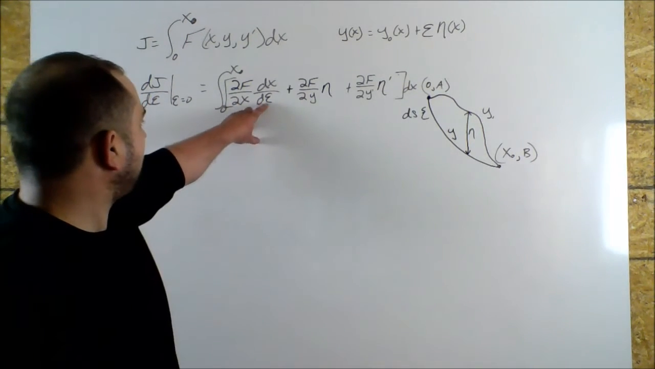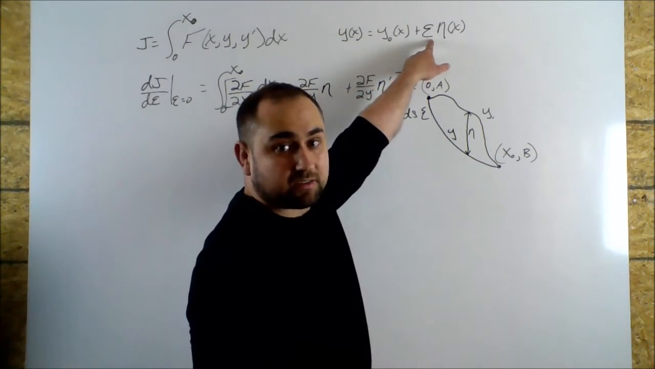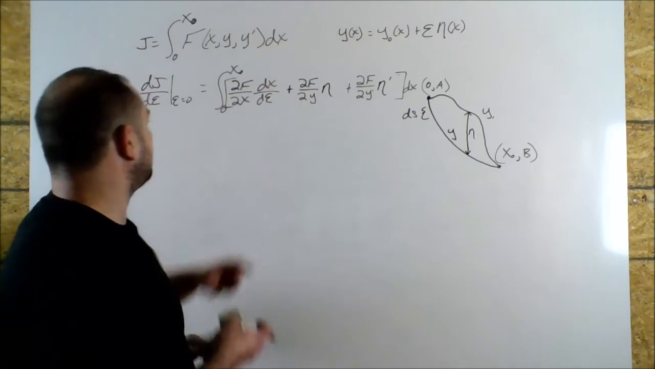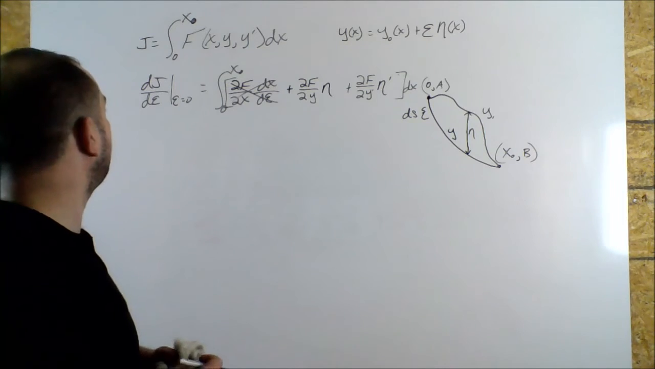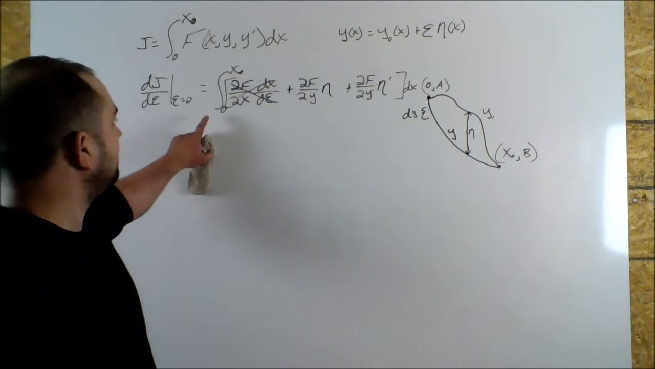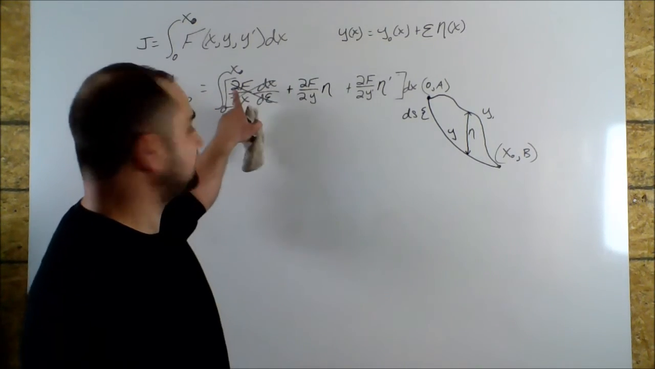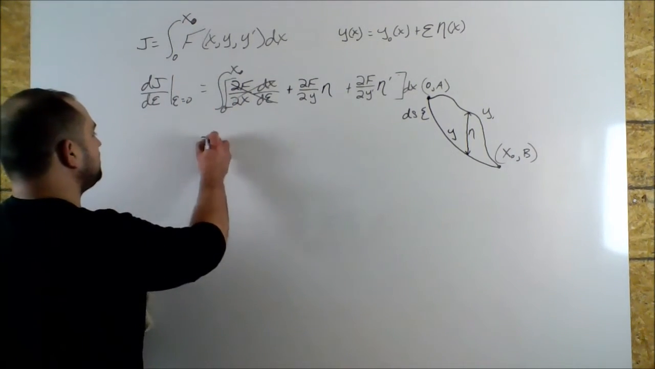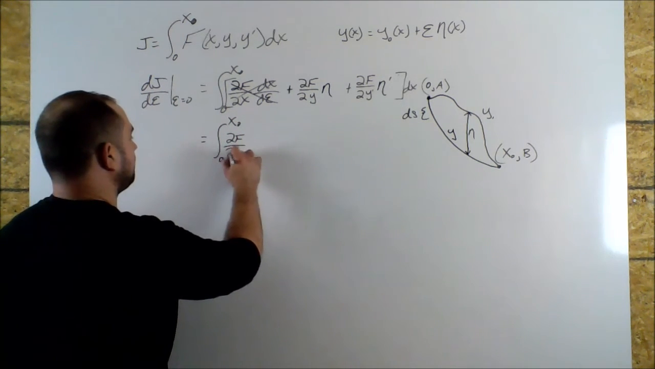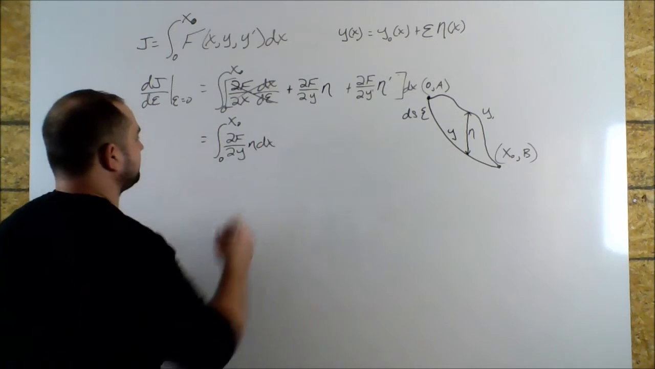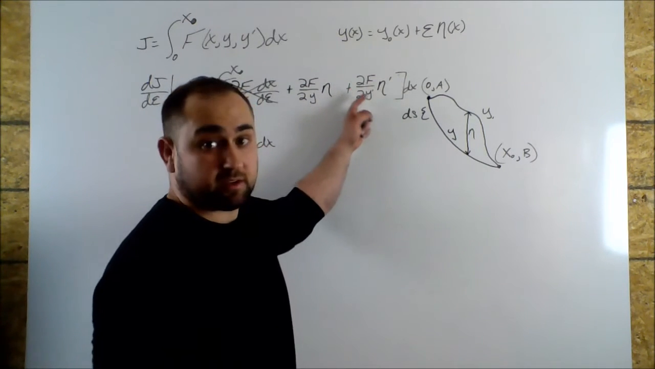Now, epsilon is not dependent on x. So dx over d epsilon doesn't mean anything. Let's go on. What I'm going to do is rewrite this where just this term is inside the integral. Okay, so we get this. Now, let's actually integrate this.